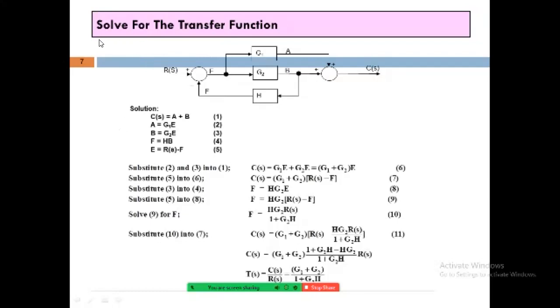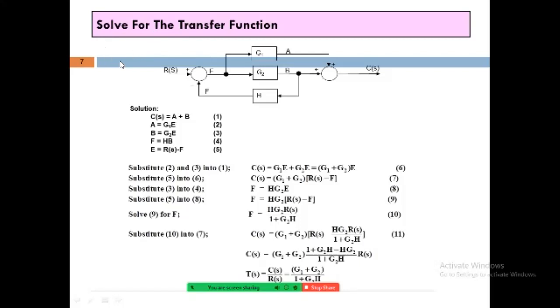The paths are represented as follows: R of S, G2 and C of S is one forward path. Then one more forward path is R of S, then G1 into C of S. And one reverse path is indicated from this point B to H to F towards R of S. We can't consider this R of S on the negative side, because this R of S is added at the summing point in the forward direction. So consider this one as H into F1.